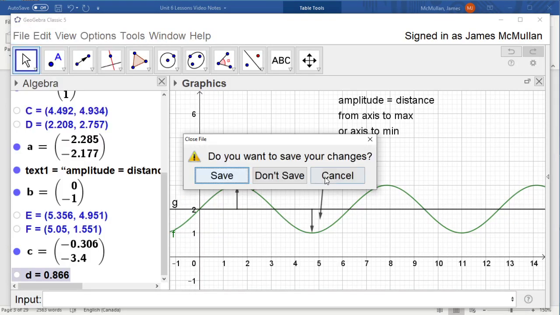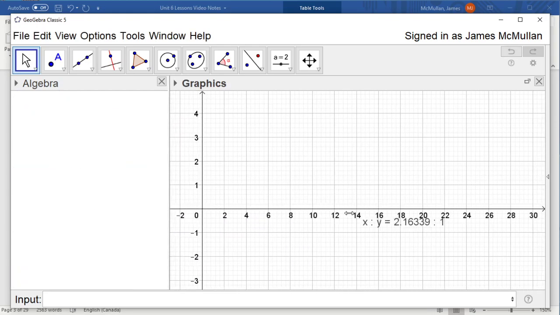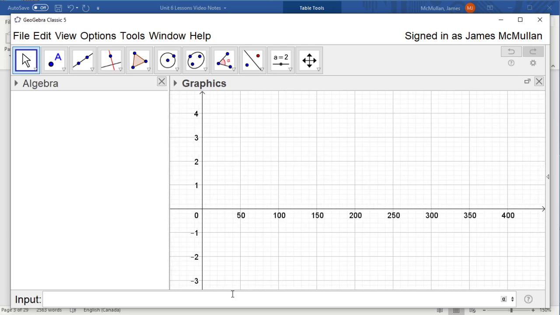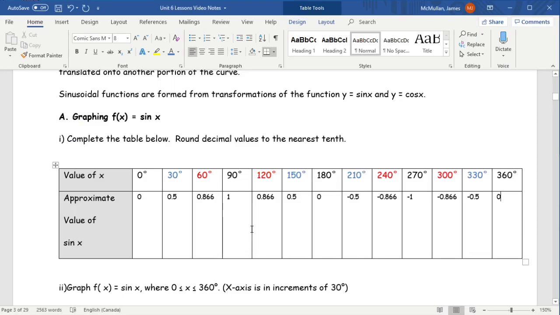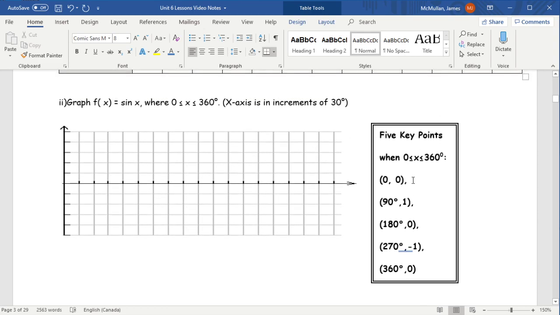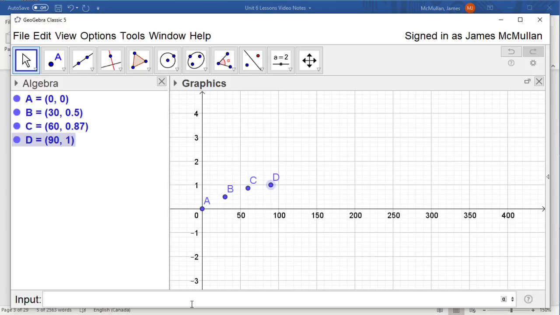Now let's make a new graph here, and obviously I'm going to need to really shrink this x-axis down if I want to get to all those values. But let's graph them. So we had 0, 0. We had 30 and 0.5. We had 60 and 0.866. We had 90 and 1. Now, by the way, if you count by 30s, you should be good here. Then you can just plot the points with me as we go, right? So it says increments of 30.